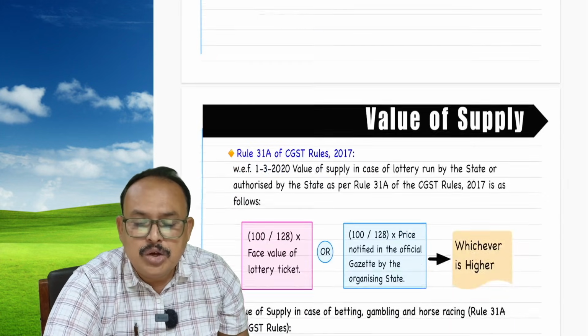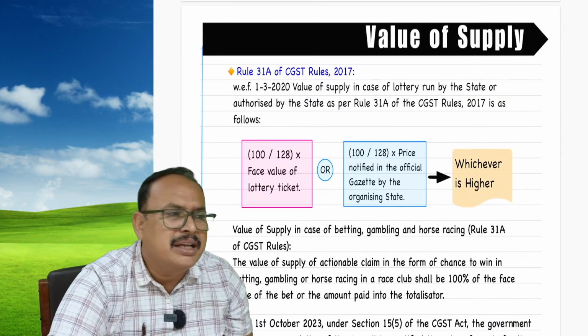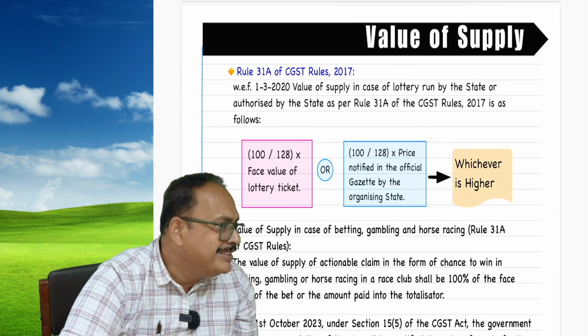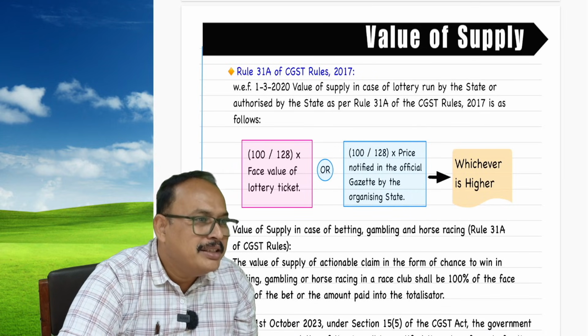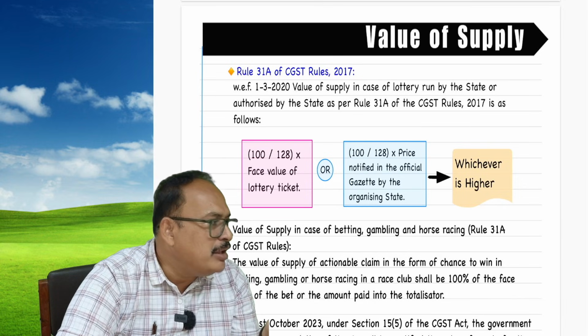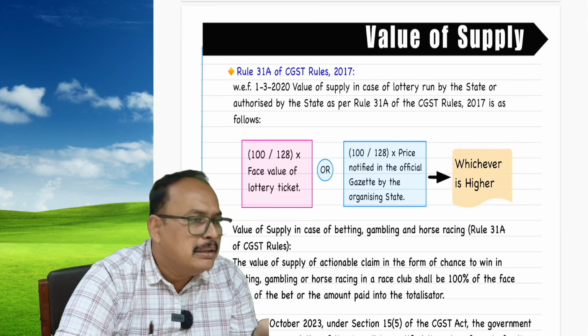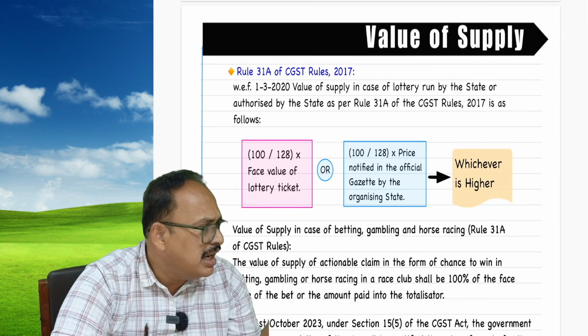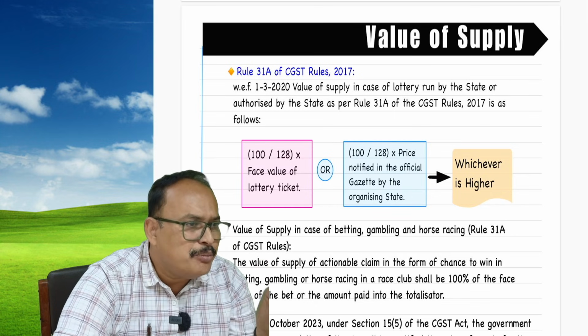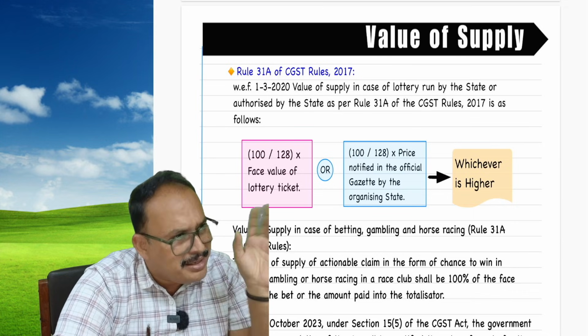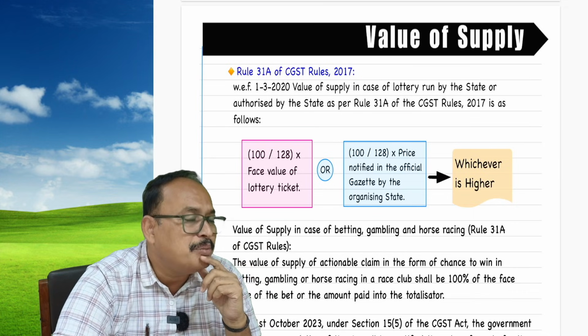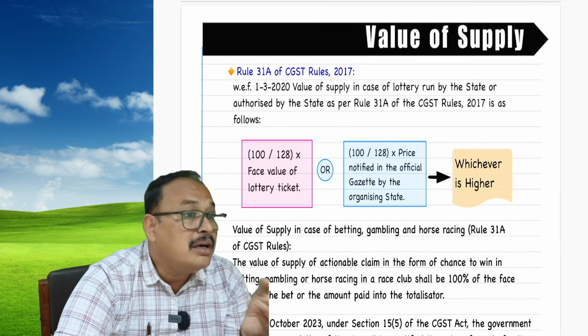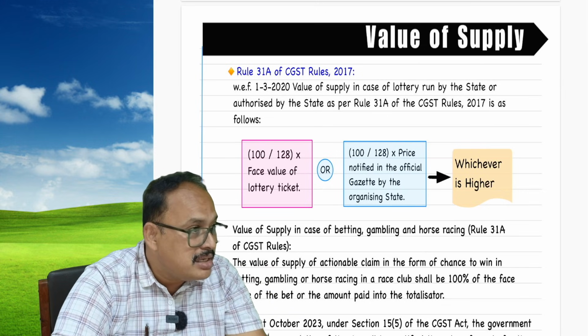Further, Rule number 31 is already covered. Rule number 31A is nothing but what? Lottery tickets: the MRP value, remove GST; the notified price in the official gazette, remove the GST; whichever amount is higher is the value. In the case of betting and gambling, whatever the bet value, 100% is the value of supply. In the case of online money gaming, the amount deposited in the wallet is the value of supply.